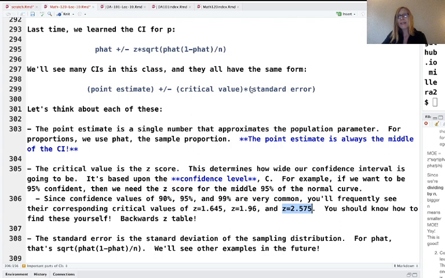And the last thing in the confidence interval equation is the standard error. The standard error is just the standard deviation of the sampling distribution. That's the spread of the sampling distribution. We've seen in our work that we always get a normal curve for the sampling distribution. And sometimes it's wider, sometimes it's narrower. That's the standard error.